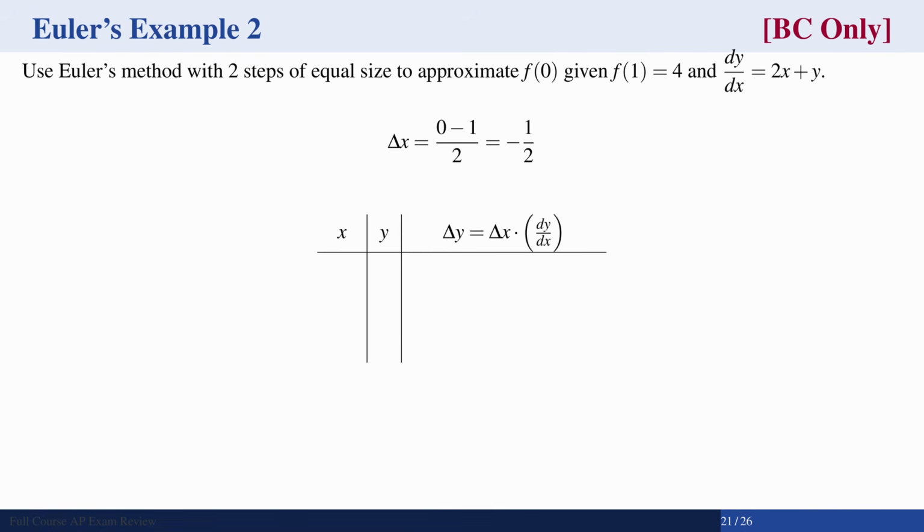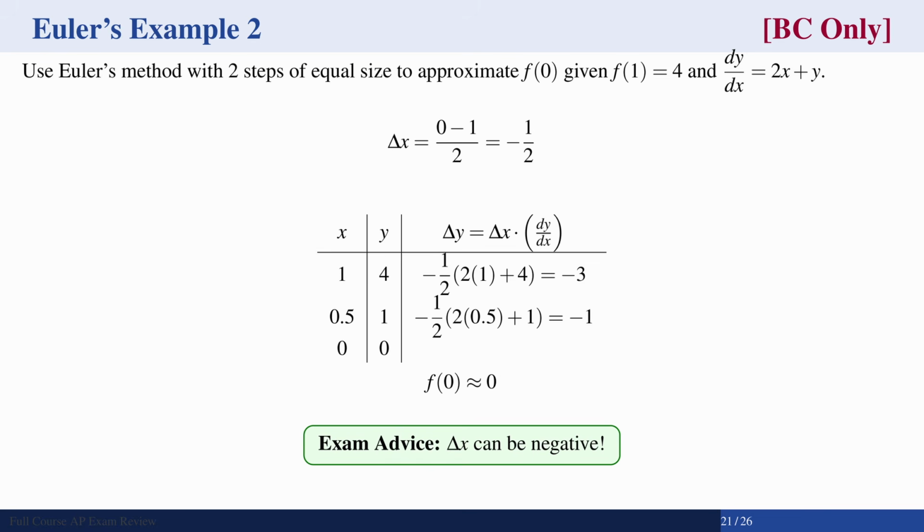So the work is all identical. Our delta x is negative 1/2 this time, so we work it through, we end up at 0, 0. So we would say f of 0 is approximately 0. And I just want it in your mind, it's okay for delta x to be negative. That is not a weird scenario. Okay, another thing I just want to point out really quickly is because Euler's method is just using tangent line approximations, concavity will determine if you're getting an over or underestimate, just like it would with a normal tangent line.